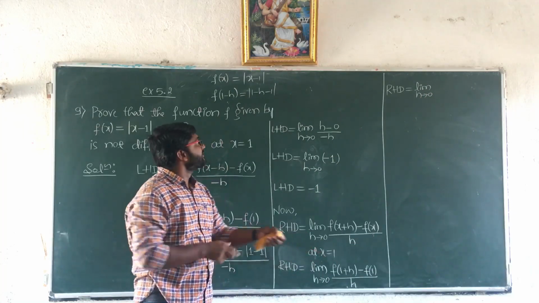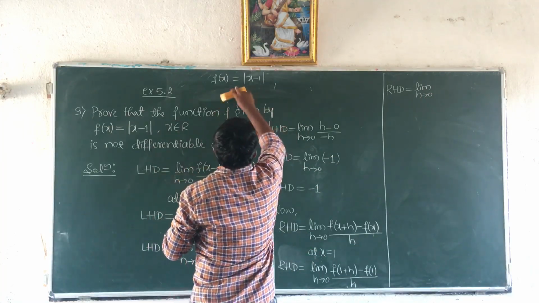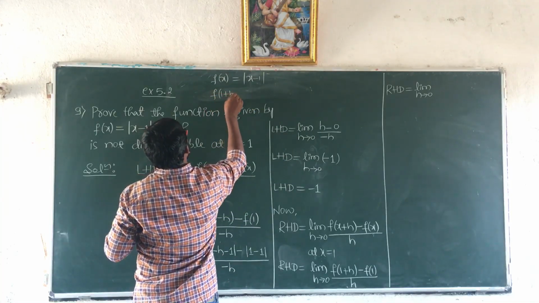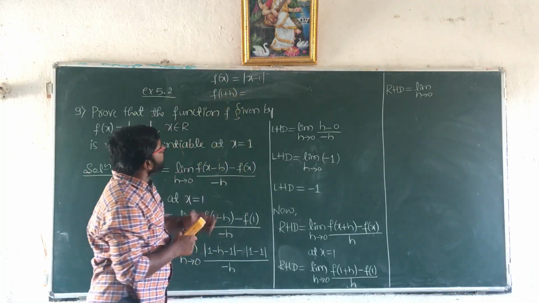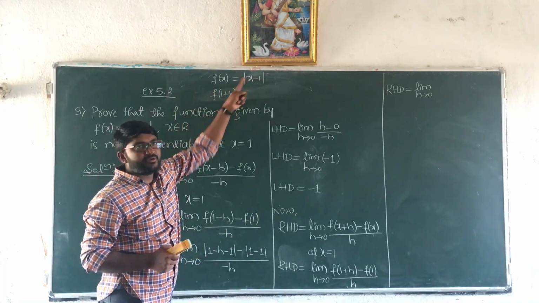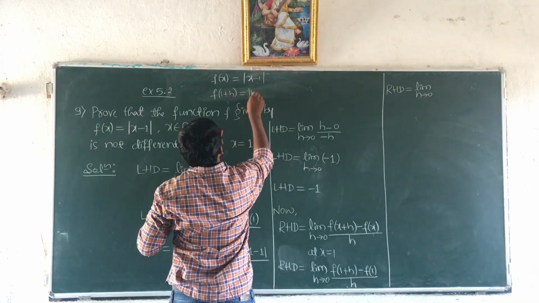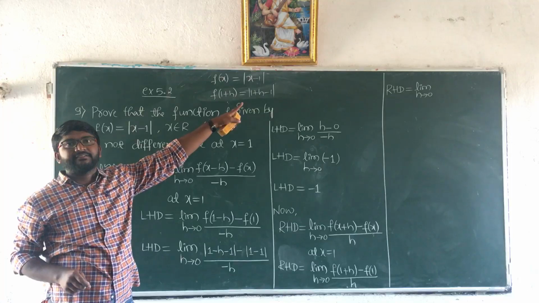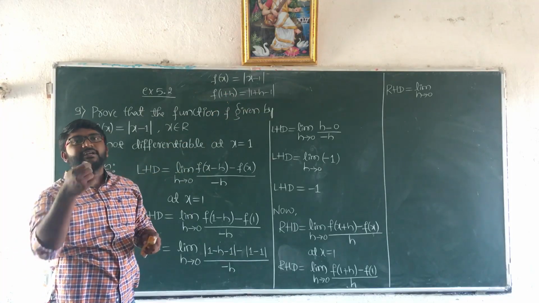f of 1 plus h. So here we will have to replace. See here, f of 1 plus h. Compare these two now. In place of x we have 1 plus h. That means here in place of x I have to write 1 plus h. So 1 plus h minus 1. Again plus 1 and minus 1 get cancelled. We get mod h, that is nothing but h.